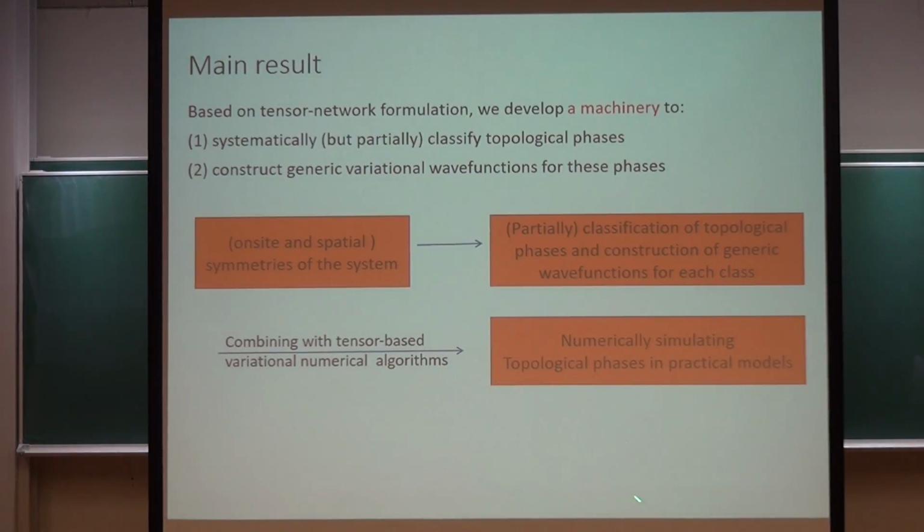And this tensor network wave function is known to be numerically very friendly, in particular in low dimensions, 1 and 2 spatial dimensions. So combining with this tensor-based numerical algorithm, this method can be used to efficiently simulate topological phases in practical models. So those are the main results.